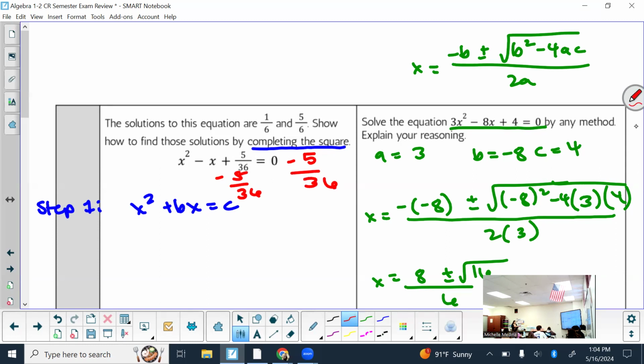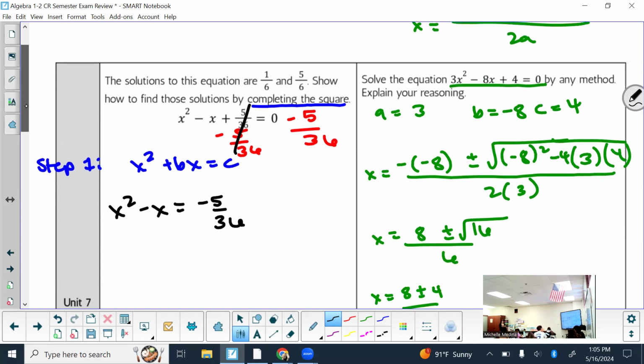If you want to look back at the lesson, it was lesson 12 that we did that. But I have x squared minus x equal to -5 over 36 when I do that. You wanted it to cancel over here. Whatever you do on one side, you do on the other. Questions on that so far?